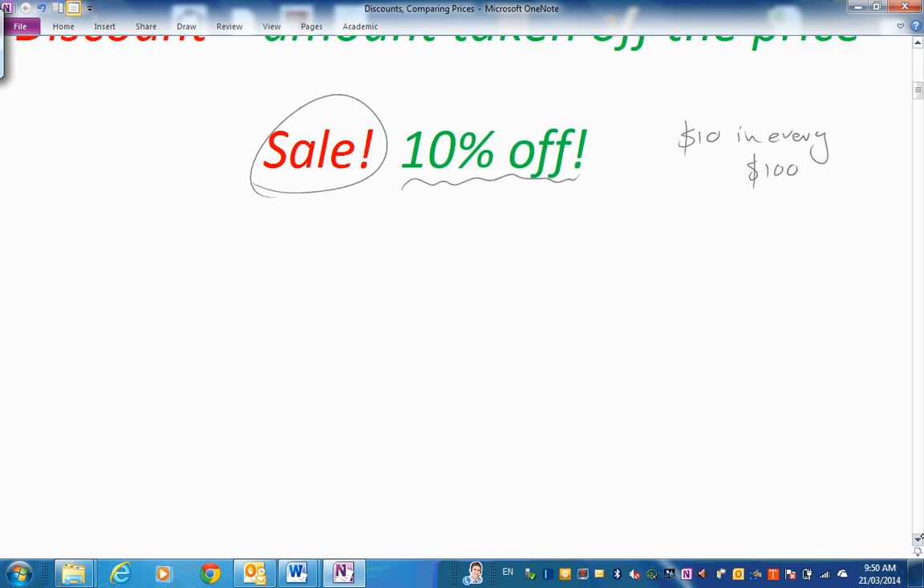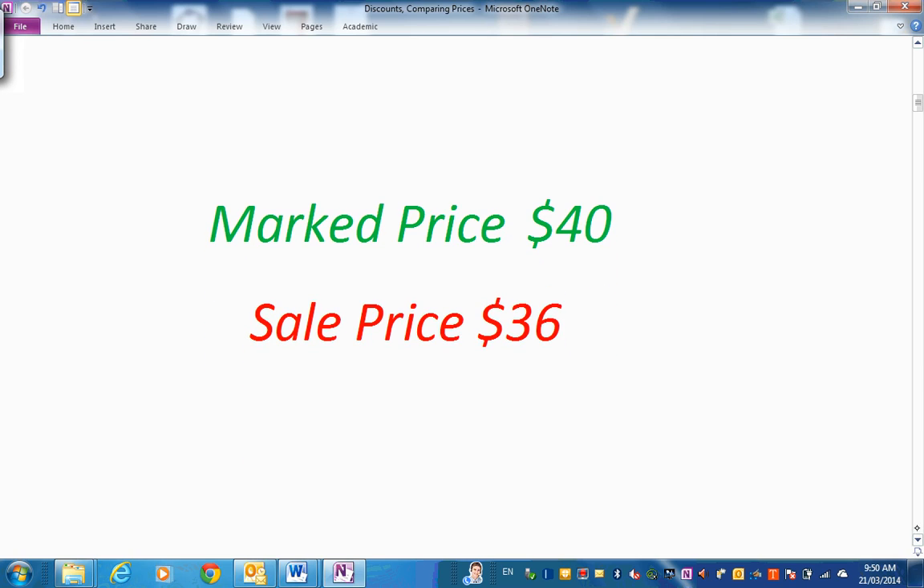So let's say the mark price, that's the price that's usually marked on the goods. So there's the first new word, I suppose, well, discount, and then mark price, the price marked on the goods usually. If we're going to save 10%, minus 10%, the sale price would be $36. How do you do that?